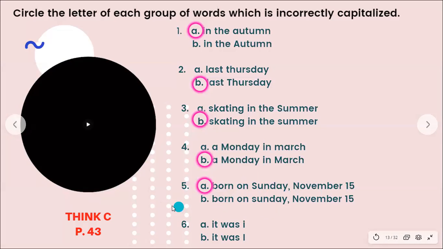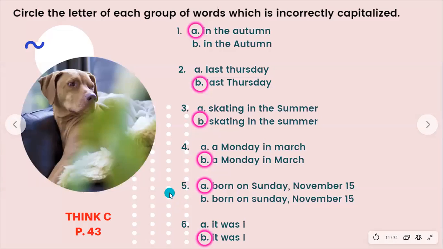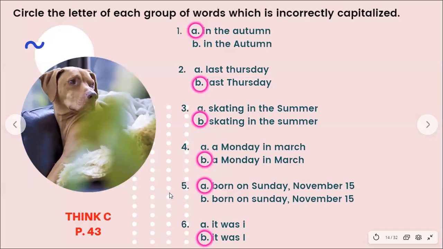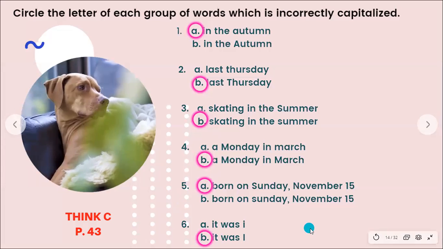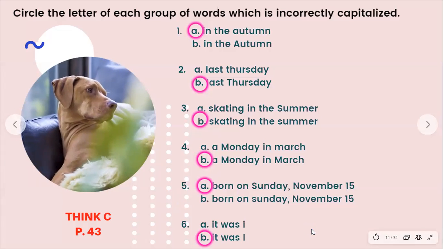And the last one, who can help me with the last one? It was I. Which one is correctly capitalized? Okay, Mia, excellent. Adriana, very good. Who else has a sentence? Ari, excellent. Very good, Ari. Very good, Maura. Excellent work. Okay. We all agree that is letter B because I must be in capital letter. Okay. Excellent job. Very good.